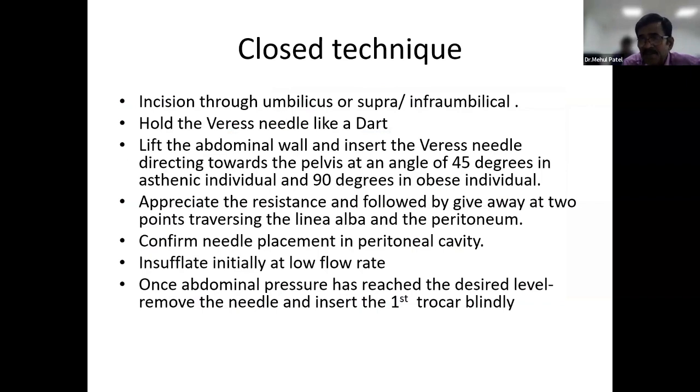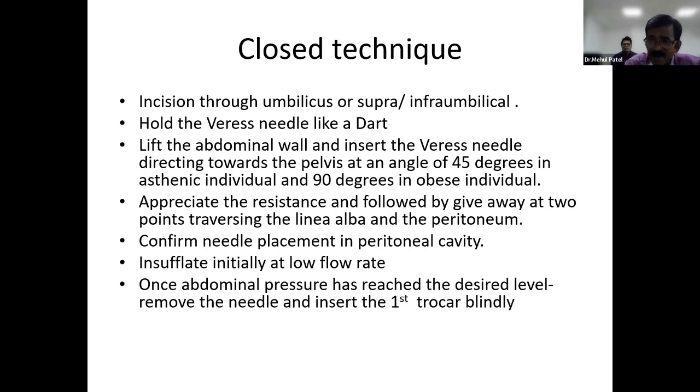In the closed technique, you create the pneumoperitoneum by using a Veress needle. You hold the Veress needle like a dart, and if the patient is non-obese, you can hold this needle at a 45 degree angle to the abdominal wall and pass it directly towards the pelvis. If the patient is obese, there is a large abdominal wall. In that case, you can directly go 90 degrees to the abdominal wall.